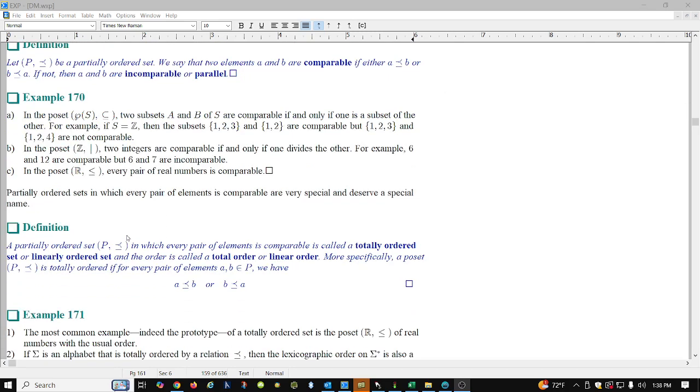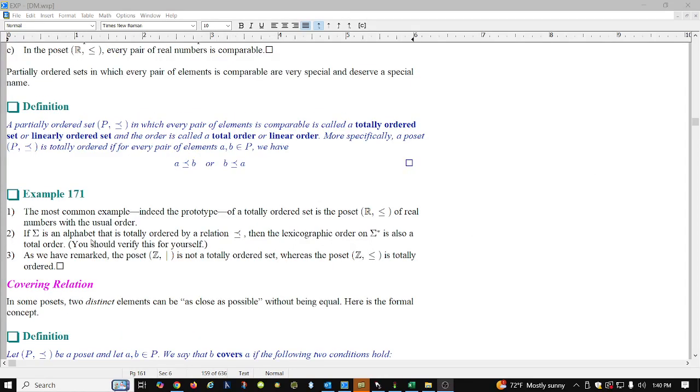Now we come to a main definition. A partially ordered set in which every pair of elements is comparable is called a totally ordered set, or a linearly ordered set. And then the partial order would be referred to as a total order or a linear order. If sigma is an alphabet that's totally ordered by a relation, then lexicographic order on sigma star is also totally ordered. And I'll leave that for you to verify.